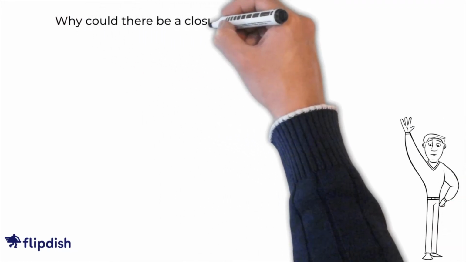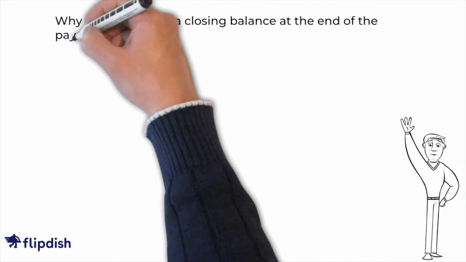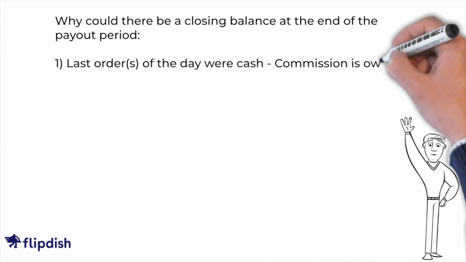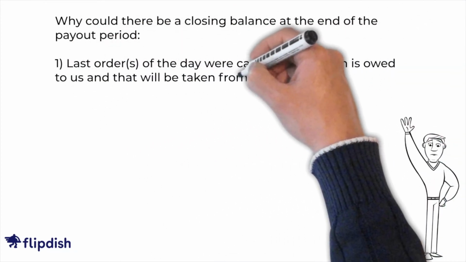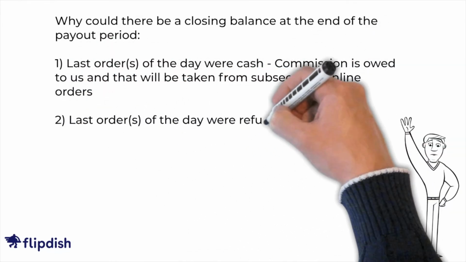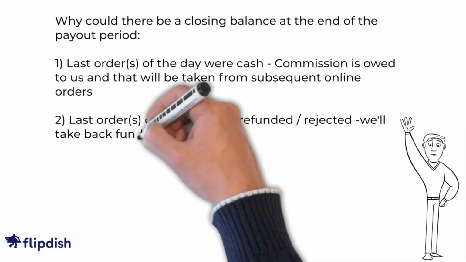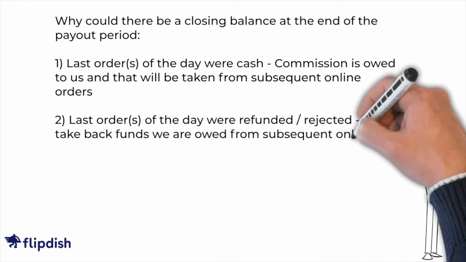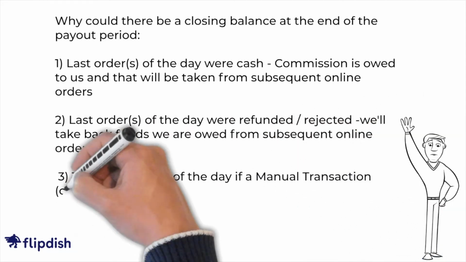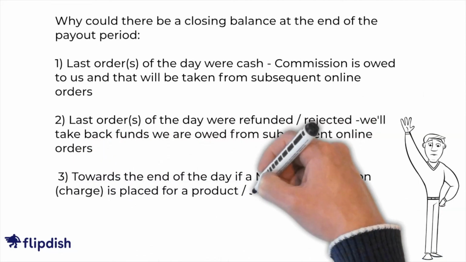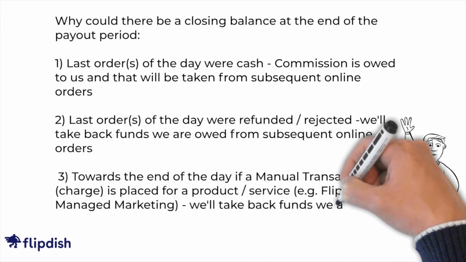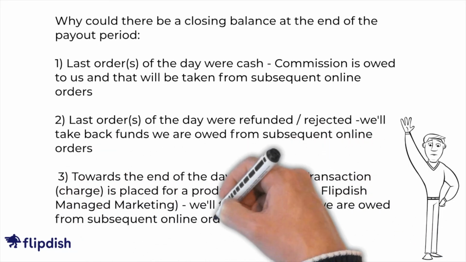There are a few possible reasons for this. One possible reason is your last order or orders of the day were cash. You may owe us commission that will be taken from subsequent online orders. The second possibility is your last order or orders of the day were refunded or rejected. In this case, we'll take back the funds we are owed from the subsequent online orders. And the third possibility is towards the end of a day, if a manual transaction or charge is placed against you for a product or service like Flipdish Managed Marketing, we'll take back funds we are owed from subsequent online orders.